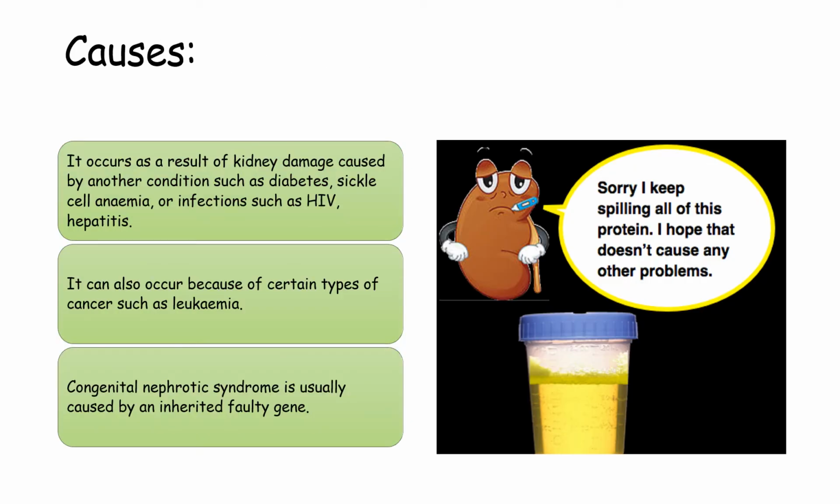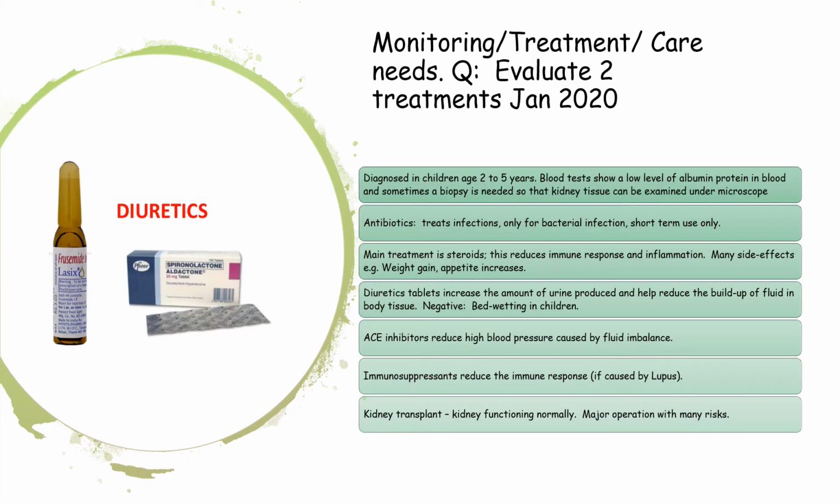It can be a result of kidney damage caused by another condition, for example, diabetes. It can also occur because of certain types of cancers, such as leukemia, and it can actually be an inherited faulty gene. So what is the monitoring and treatment and care needs of somebody that has nephrotic syndrome?